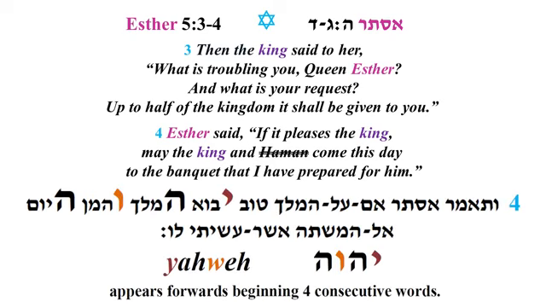In this verse 4, we have another instance of God's name being hidden. Notice we have four words. The first line there, 1, 2, 3, 4, 5, 6. The 7th word begins with a yod. Then the next word is a hey. The next word is a vav. The next word begins with a hey. You have yud hey vav hey appearing forwards, beginning 4 consecutive words. That's nice. God's name's hidden. Remember we saw it before. It was hidden backwards, right? Yud hey vav hey.